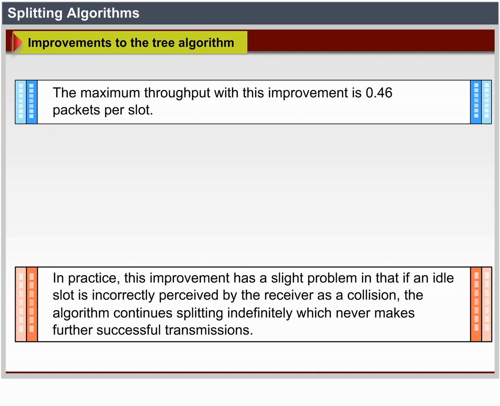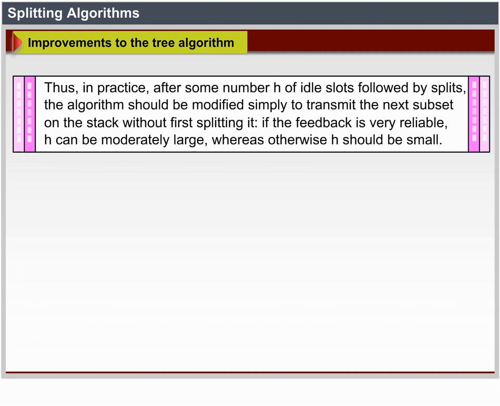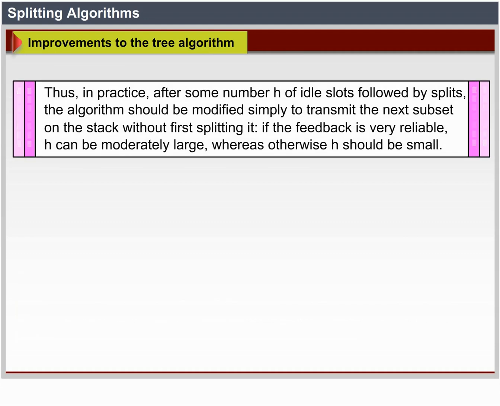In practice, this improvement has a slight problem in that if an idle slot is incorrectly perceived by the receiver as a collision, the algorithm continues splitting indefinitely, never making further successful transmissions. Thus, in practice, after some number H of idle slots followed by splits, the algorithm should be modified simply to transmit the next subset on the stack without first splitting it. If the feedback is very reliable, H can be moderately large, whereas otherwise H should be small.